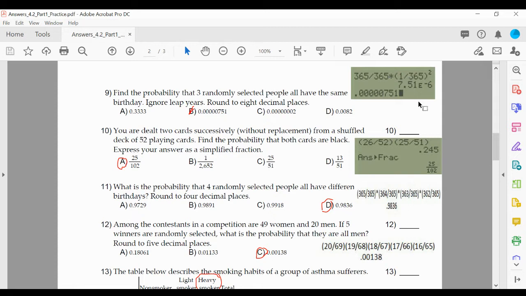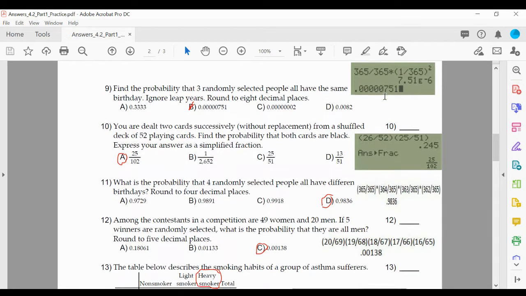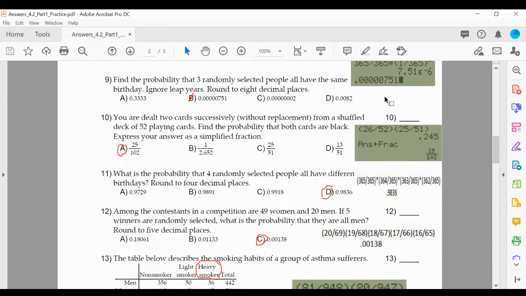Now, what happens is you get an answer in your calculator of 7.51 E negative 6. And E negative 6 means take the decimal point here between the 7 and the 5, move it 6 places to the left. That's why you've got 5 zeros followed by a 7, 5, 1. Negative 6 implies taking the decimal point, moving it 6 places but to the left. That's what the negative means.